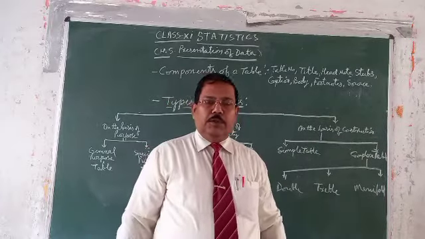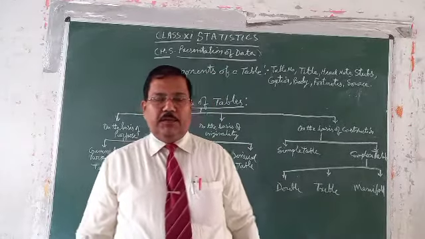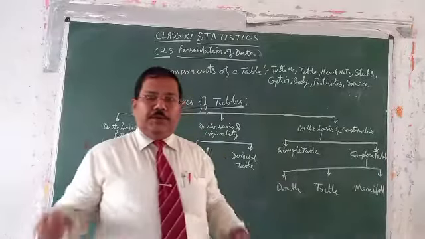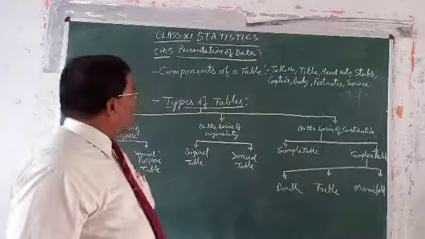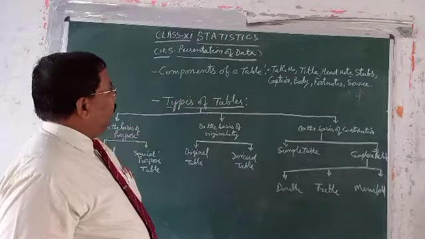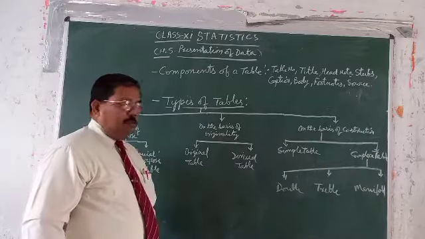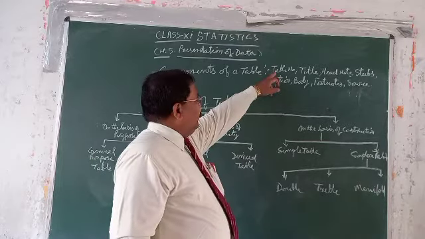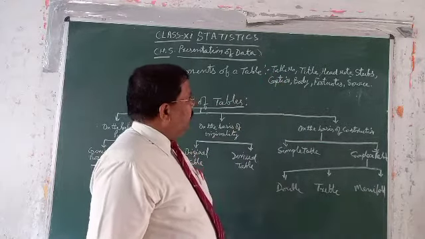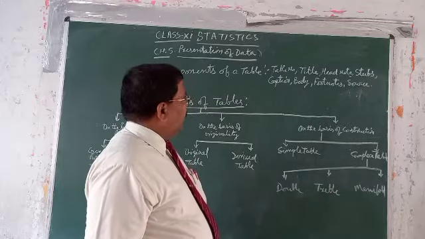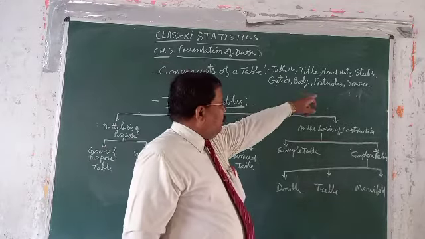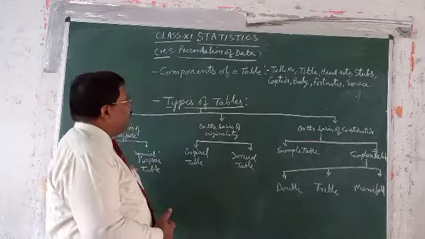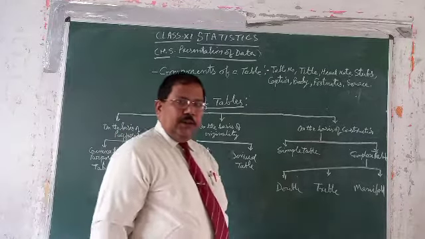We are going to discuss the class 11th statistics, chapter 5, presentation of data. And in this topic, today we will discuss the components of a table, that is, how many components a table has. These are table number, title, head notes, stubs, caption, body, footnotes and source. These are the various components of a table which must be present in a table.